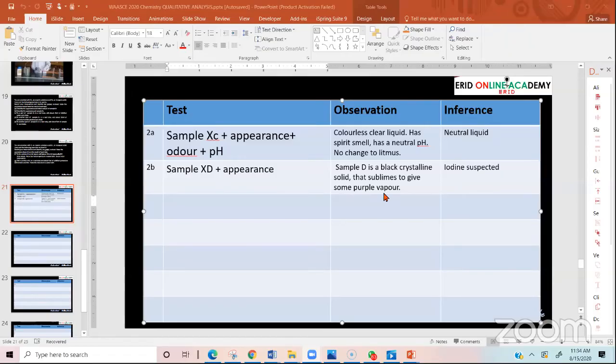Can you see it now? Yes, sir. Okay, so let's do the table.